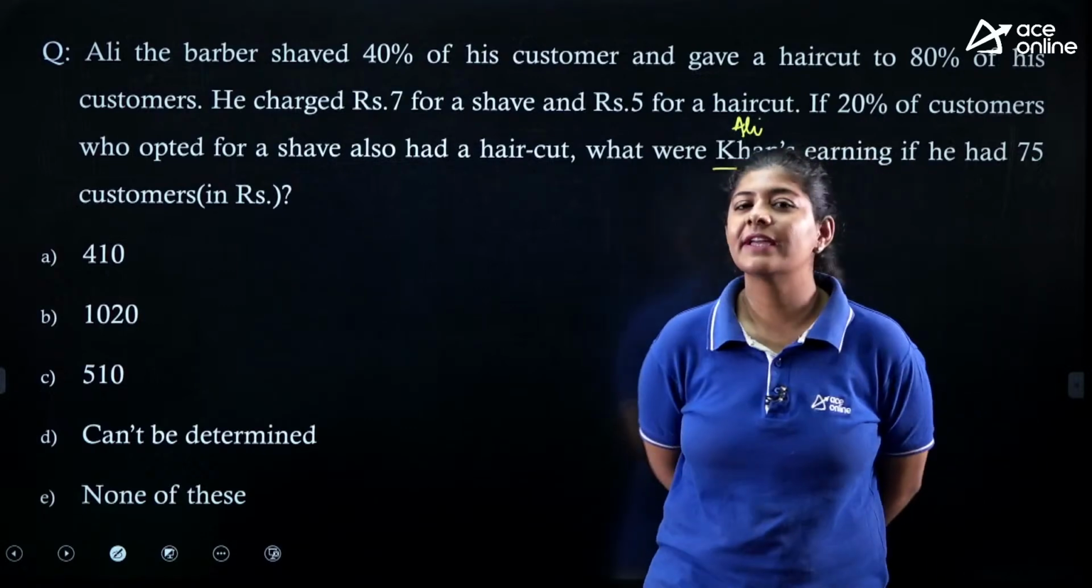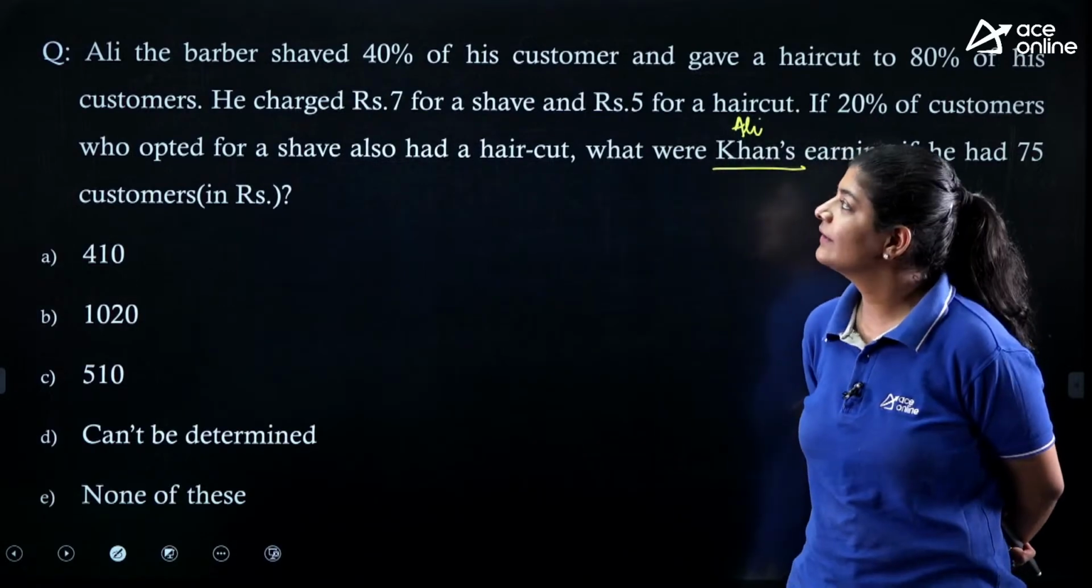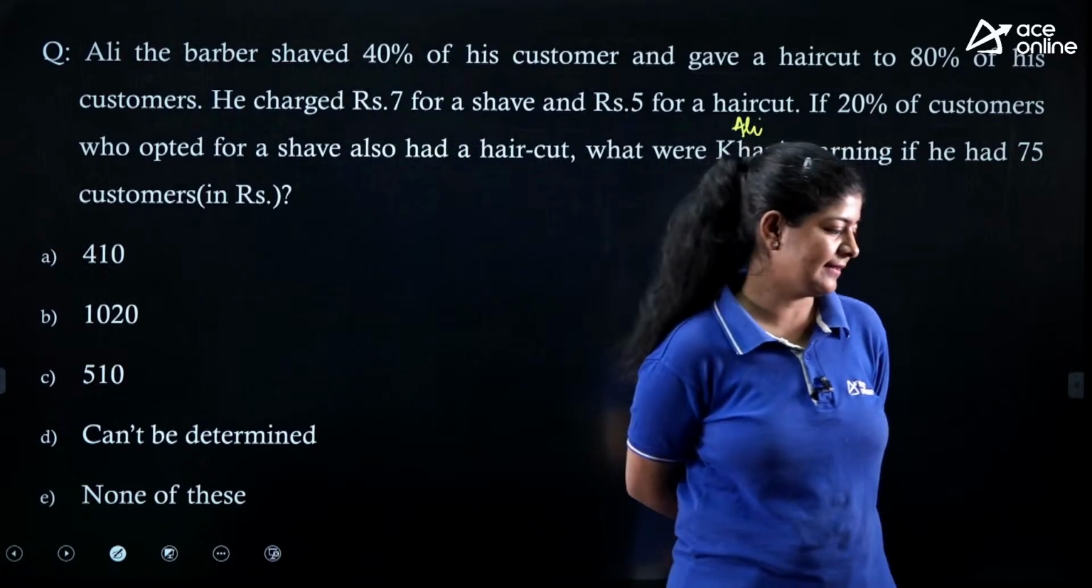It's a very easy one. We are having total 75 customers and we need to divide them into the two categories.